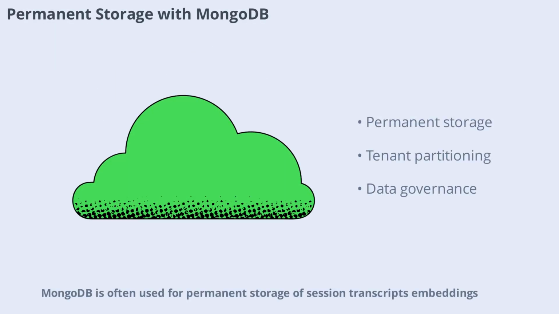MongoDB is often used for permanent storage of session transcripts, embeddings, and metadata. By partitioning data with tenant IDs, MongoDB ensures strict isolation and compliance. This combination of real-time caching and long-term storage supports both performance and data governance.